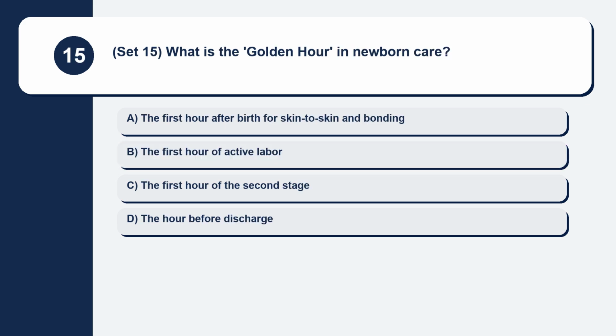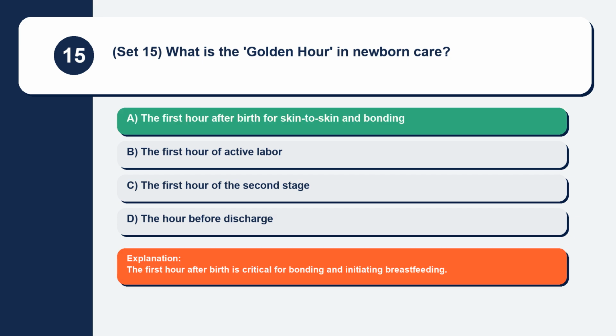Question 15. Set 15. What is the golden hour in newborn care? The first hour after birth for skin-to-skin and bonding, the first hour of active labor, the first hour of the second stage, the hour before discharge. The first hour after birth is critical for bonding and initiating breastfeeding.